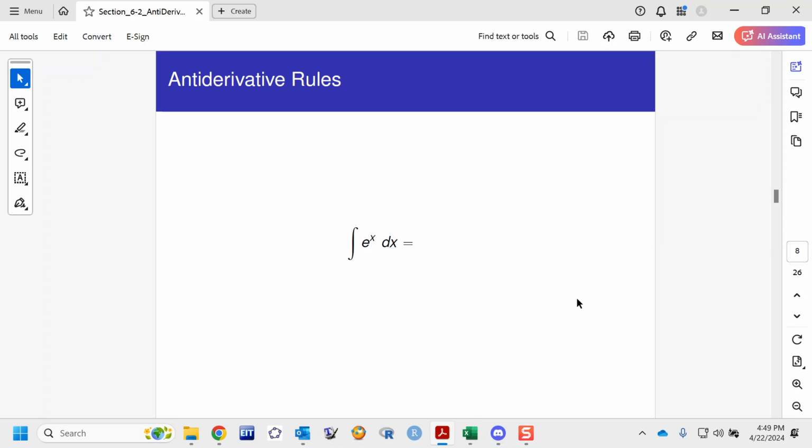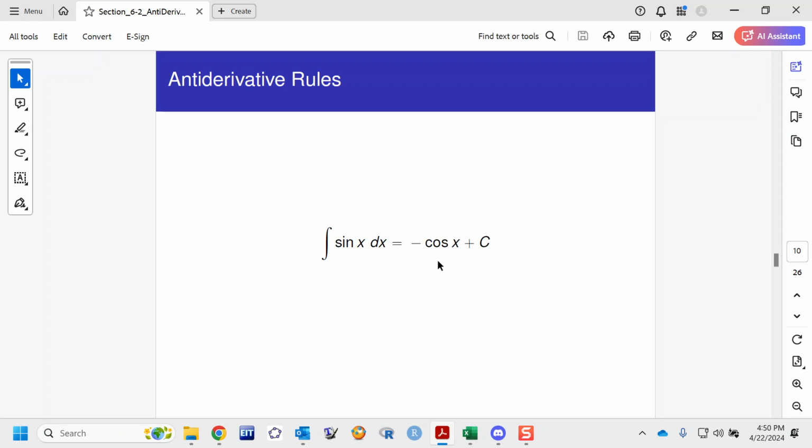The integral of e to the x dx, this should be pretty straightforward. It's just e to the x plus constant. The integral of the cosine of x dx, so what function has as its derivative a cosine? Of course, that's our sine function, so sine x plus constant. The integral of the sine of x dx, well, what function would have as its derivative the sine of x? Here it's going to be the negative of cosine of x plus c.